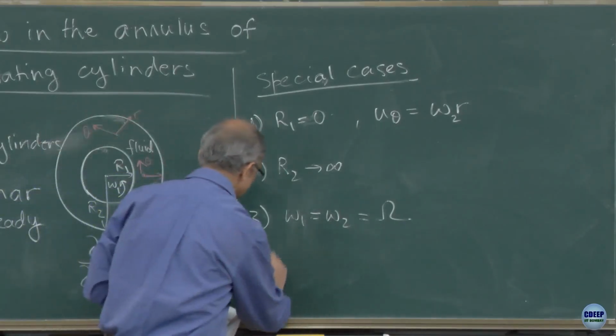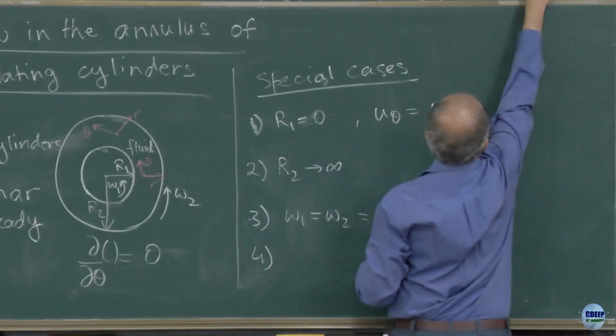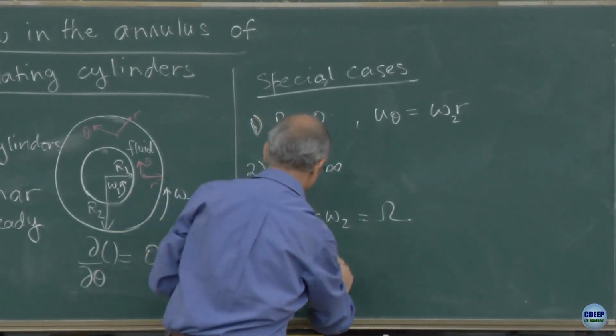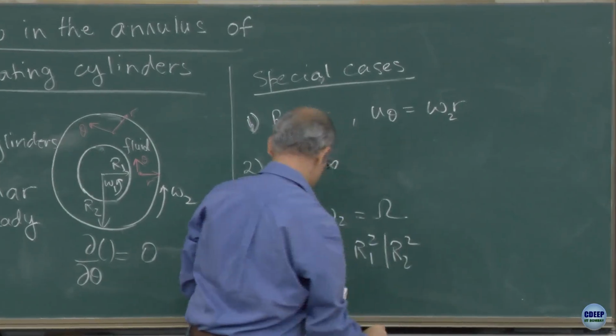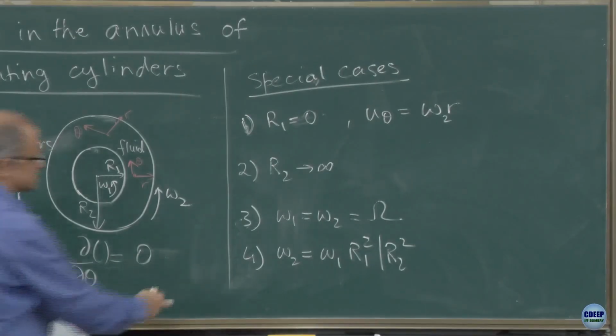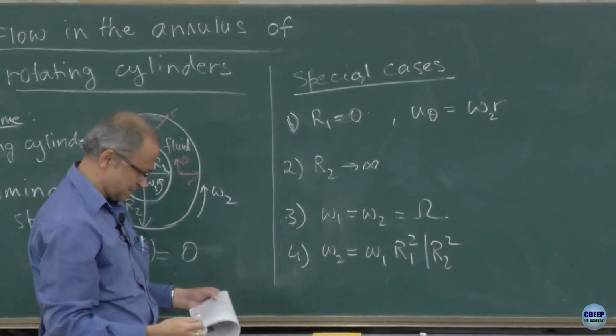Fourth case one can think of is I'm going to force this term to be 0 by saying that omega 2 is equal to omega 1 times r1 square upon r2 square. So I have fixed my radius. The radius of cylinders are given to me, but I can change the angular velocity. I can rotate omega 1 with any velocity, but then I do not give any arbitrary velocity to omega 2, but I give it which satisfies this relationship here. Okay, then you can see what happens and why.